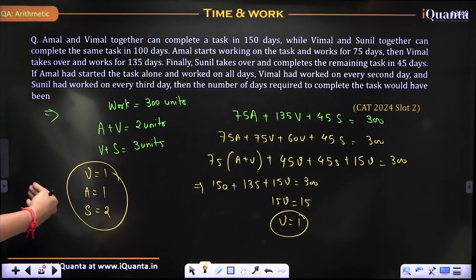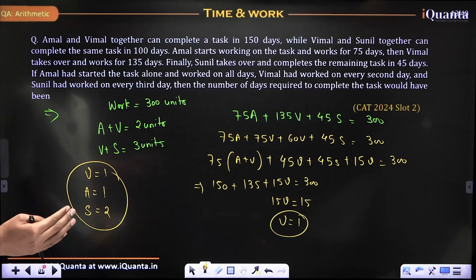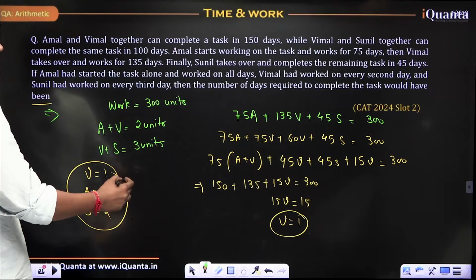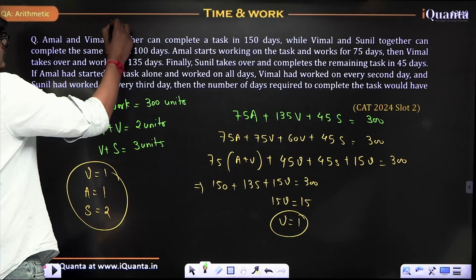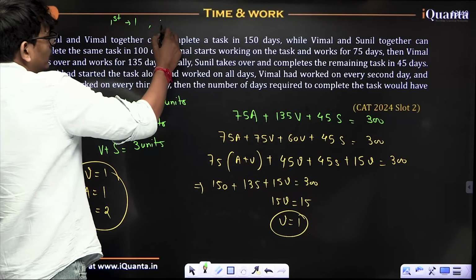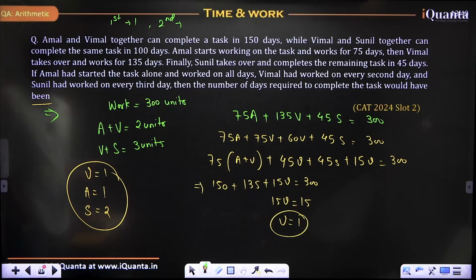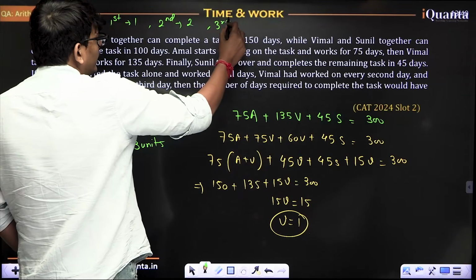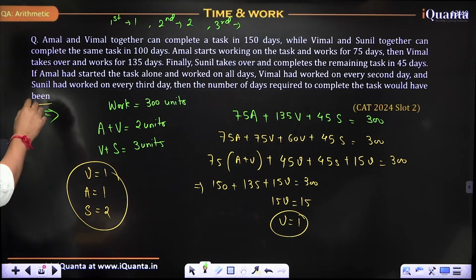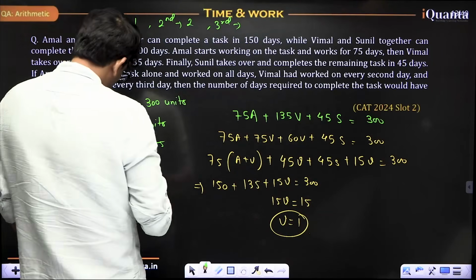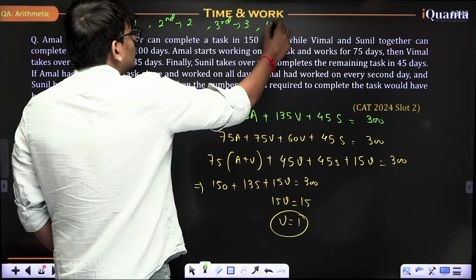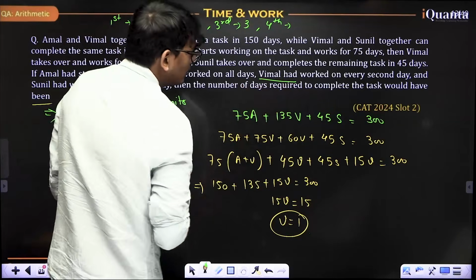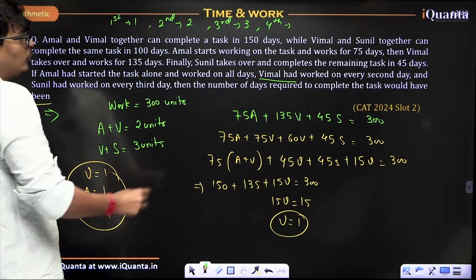Next, if Amal had started a task alone and worked on all days, Bimal had worked on every second day, and Sunil had worked on every third day, then the number of days required to complete the task would have been? Let's find out. On the first day, Amal is working, doing 1 unit. On the second day, Bimal also started working. So Amal plus Bimal, 2 units. On the third day, Sunil comes into the picture. So Amal plus Sunil, that is 3 units. On the fourth day, because every second day Bimal works, 2 units.